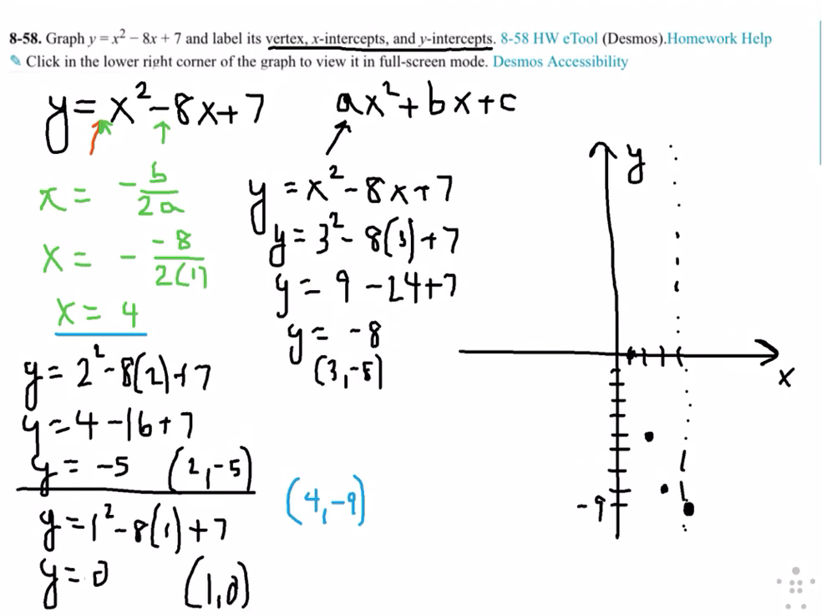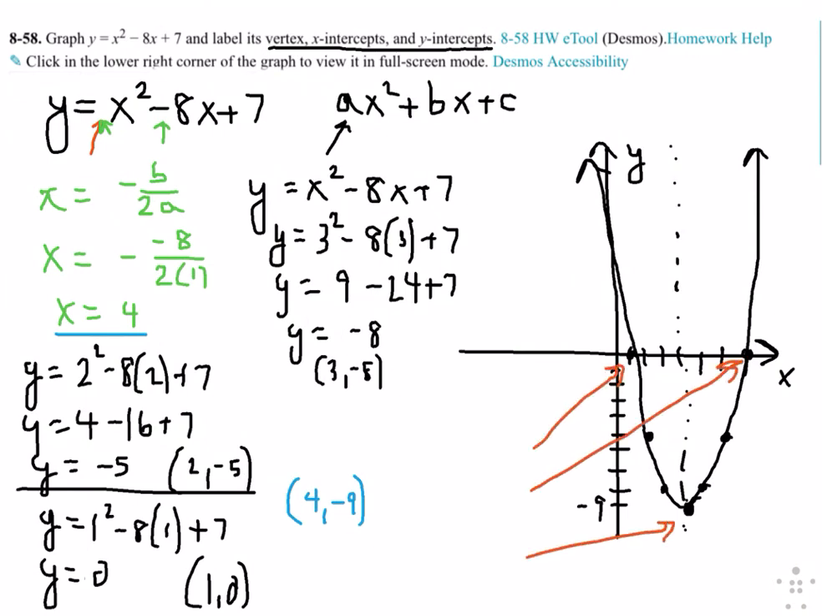Now, since there's the axis of symmetry, we know the points on the exact opposite side are the same, the mirrored ones. So there's our parabola. It opens up like this, and then it curves around and opens up like that. Here we can see the x-intercepts right there. You can see all these points. There's the x-intercepts, there's the vertex.